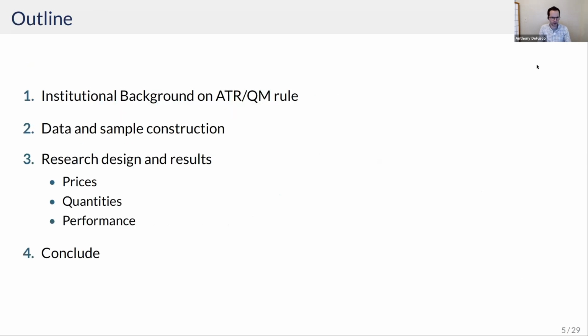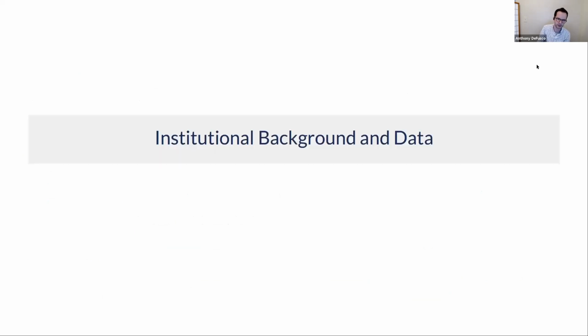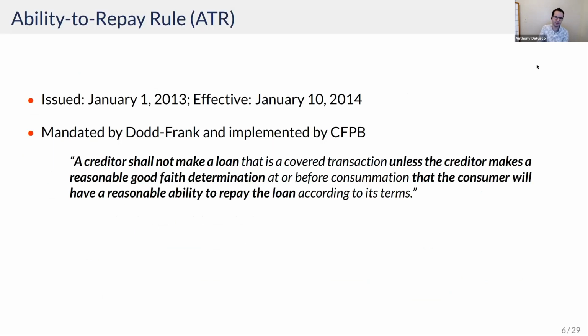Okay, so those are the results. Let me talk about how we get there. And that's going to take a little bit of overhead in describing what exactly this policy is. So let me do that first and then talk through some of these results. So like I said, the name of the policy we're going to be looking at is the Ability to Repay and Qualified Mortgage rule. This is a policy that came into effect in January of 2014.